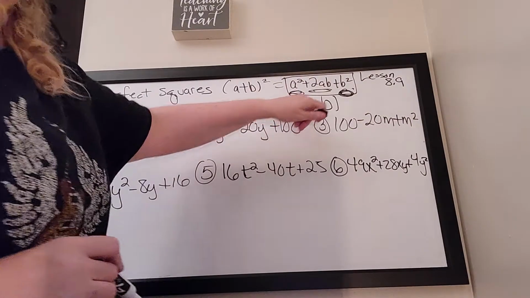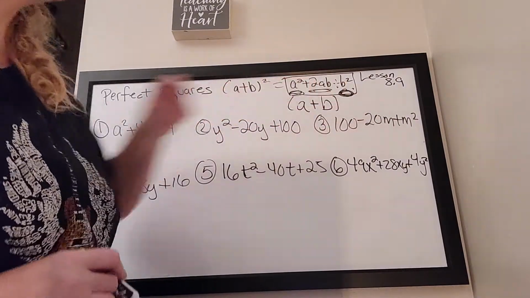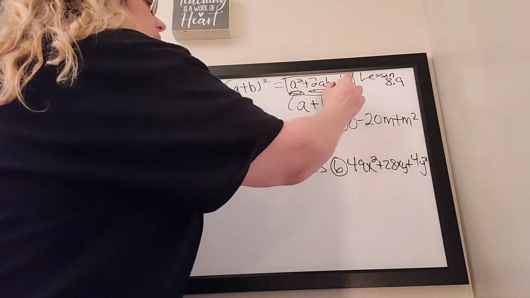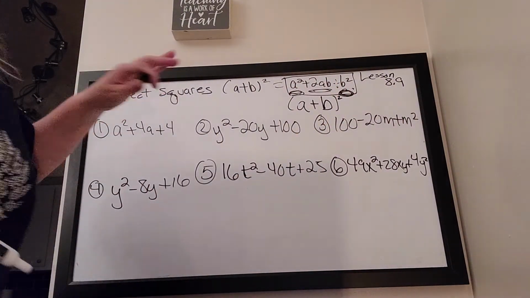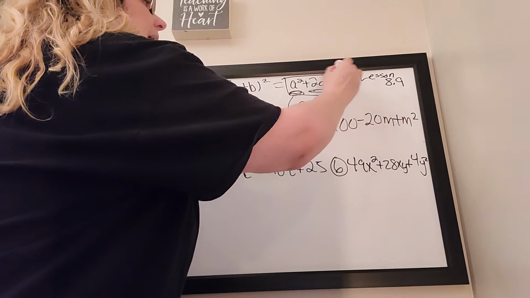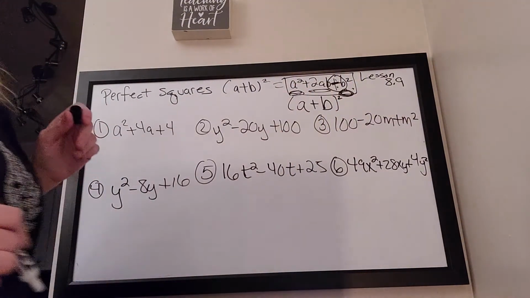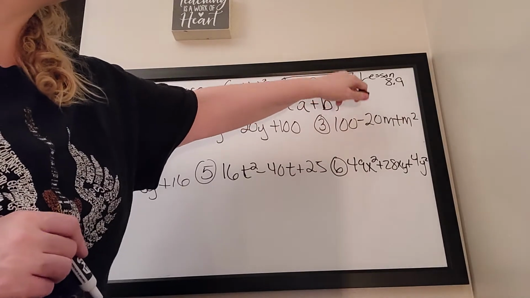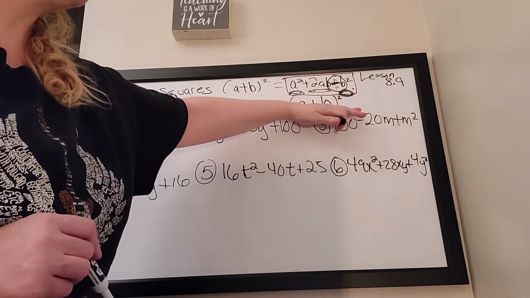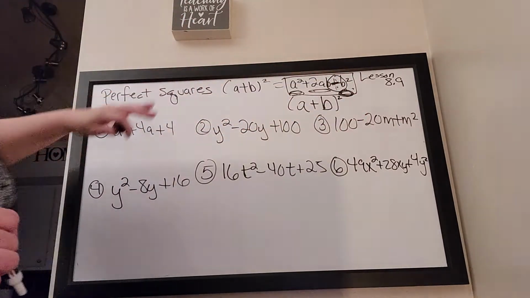And is this A times B times 2? Yes, that's the middle one. So this is what we're going to be doing, and it's going to be squared. Always, this one has to always be plus to work. This can be minus or plus, but this one cannot be subtraction in order for it to be a perfect square trinomial. Let's take a look at some.